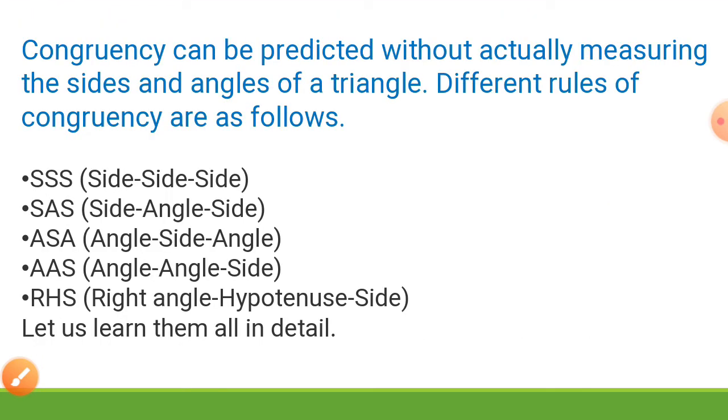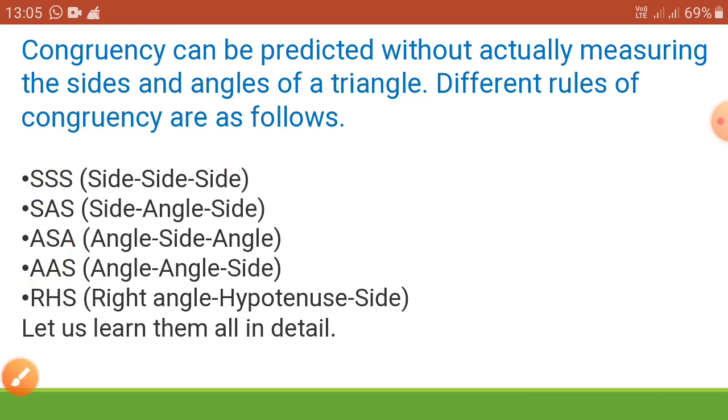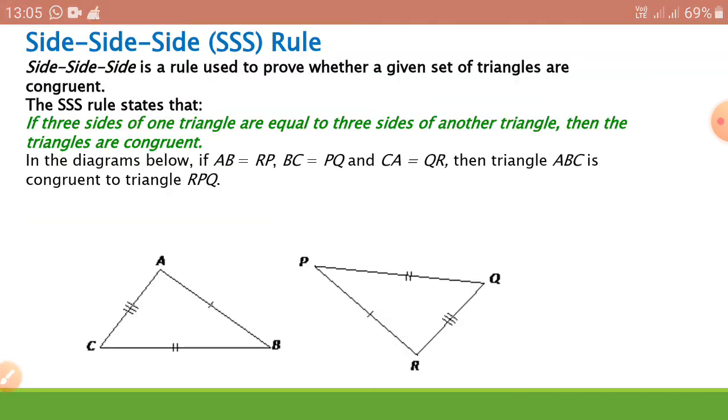Now congruency can be predicted without actually measuring the sides and angles of a triangle. So now we will be learning about the different rules of congruency. These are as follows. Number one is SSS, that means side side side rule. SAS, side angle side rule. ASA, angle side angle rule. AAS, angle angle side rule, and the last one RHS, that is right angle hypotenuse side. Let us learn them all in detail. Go to the next slide.